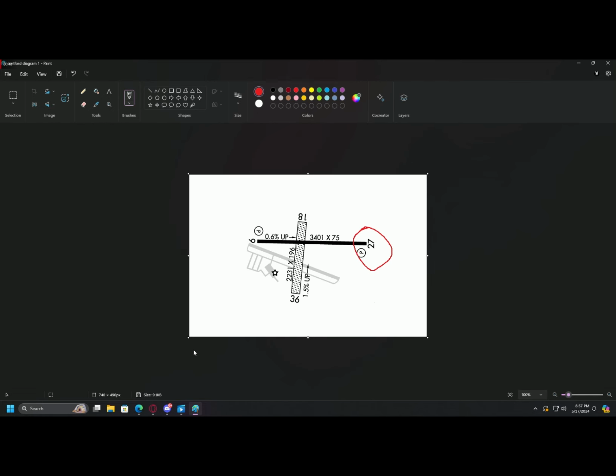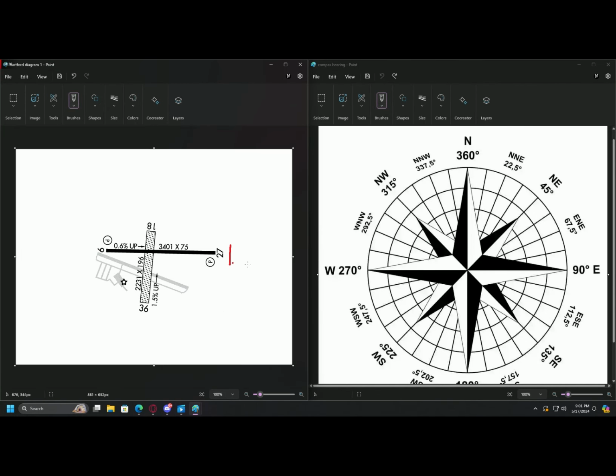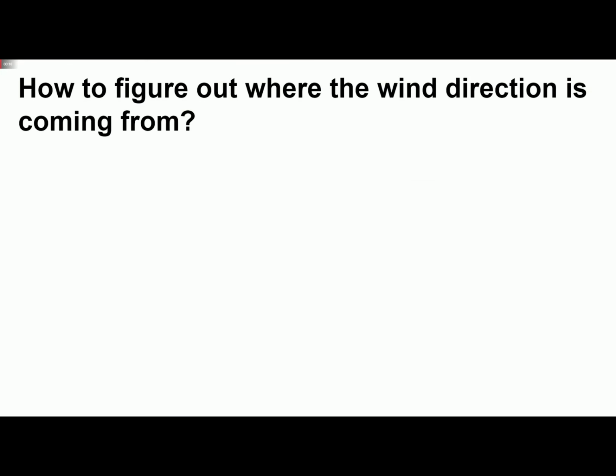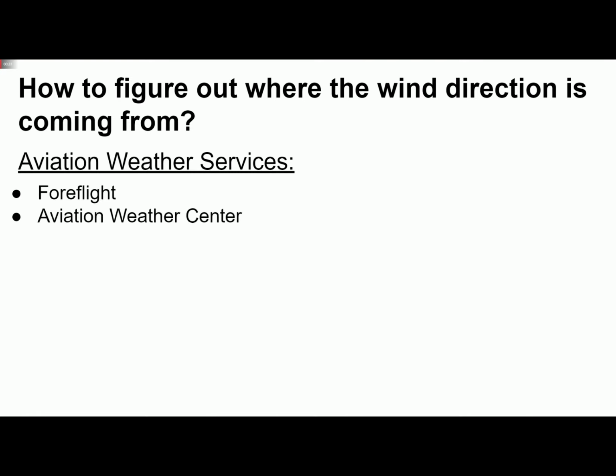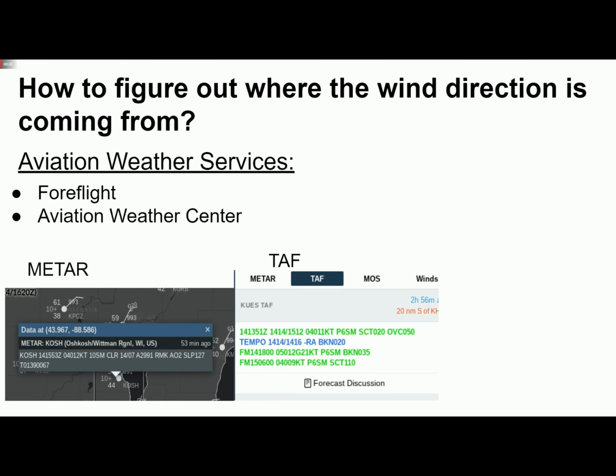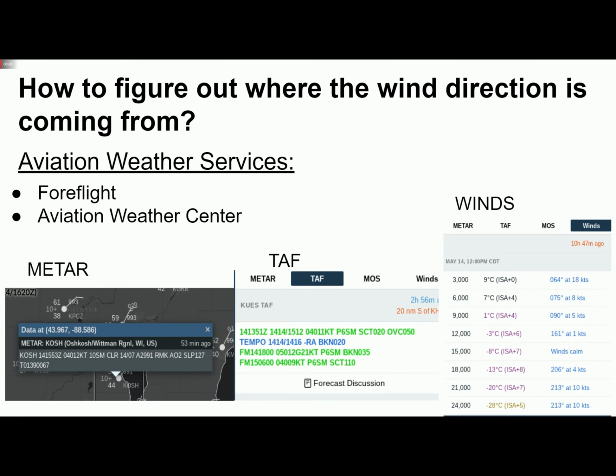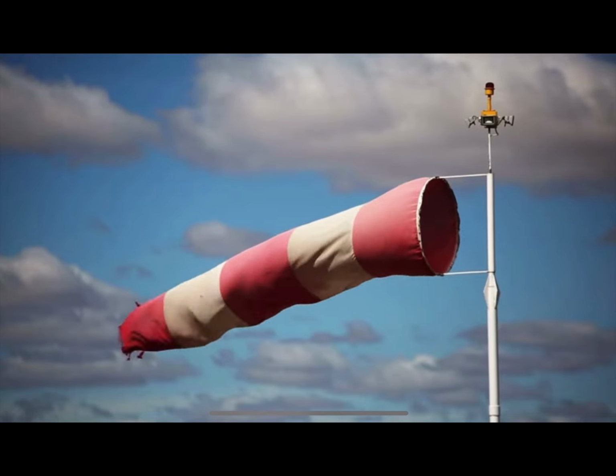On this diagram, we will use runway 27 as our example. The number 27 corresponds to 270 degrees on a compass bearing. This runway will be used if the wind direction is coming from a west heading blowing into the east. We can find out this information by either using an aviation weather service, like ForeFlight or Aviation Weather Center, where we can look at the METAR, TAF, and winds, or by looking at the windsock.